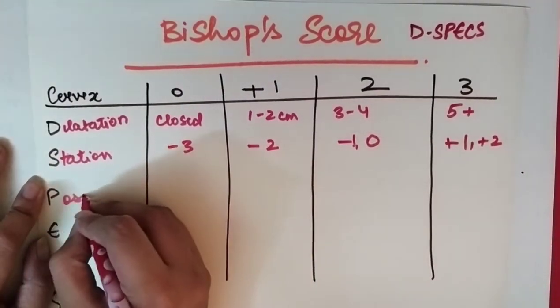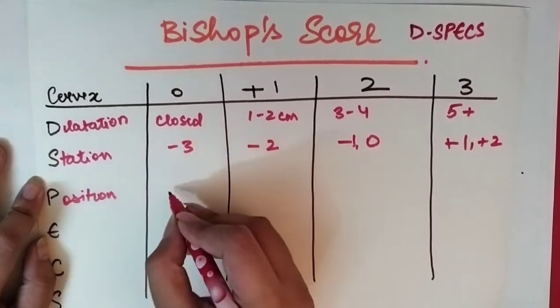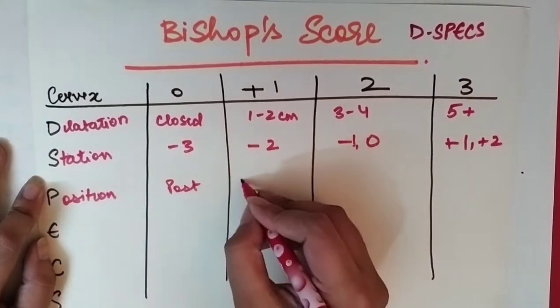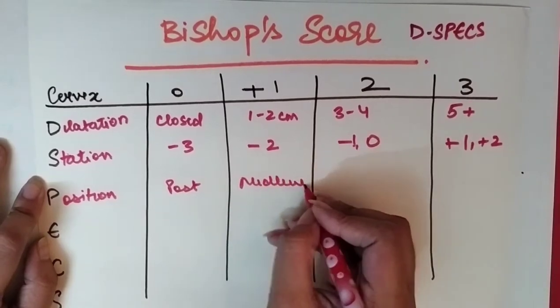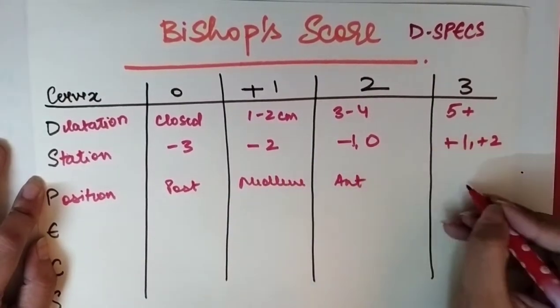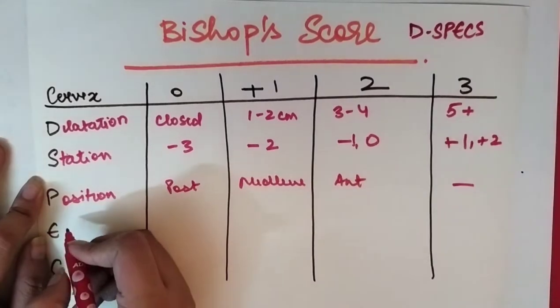P for position, posterior position, midline, anterior. There is nothing in third.